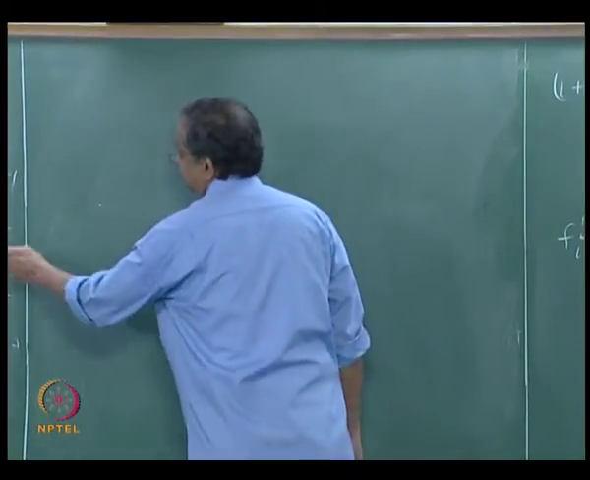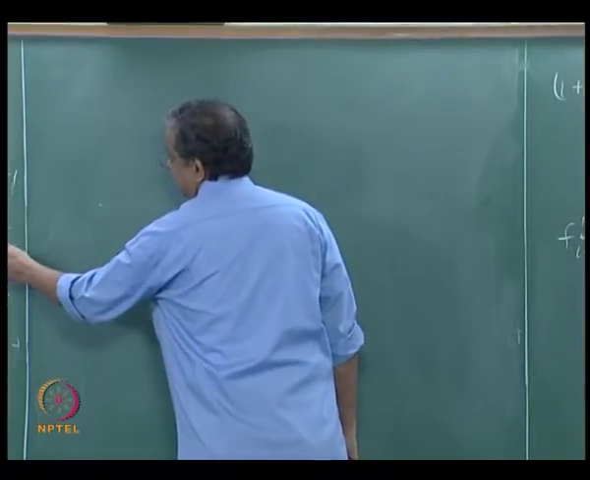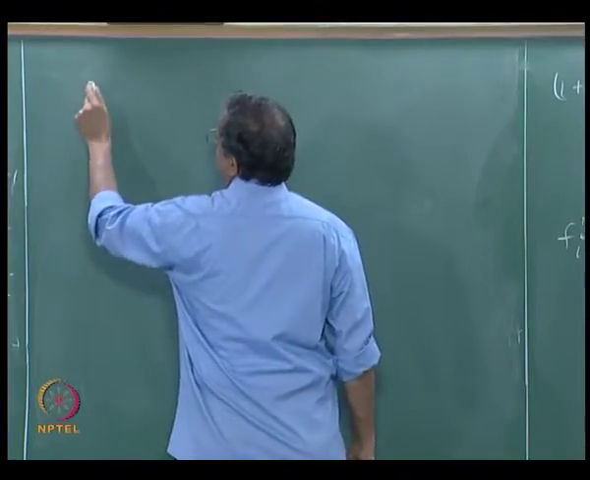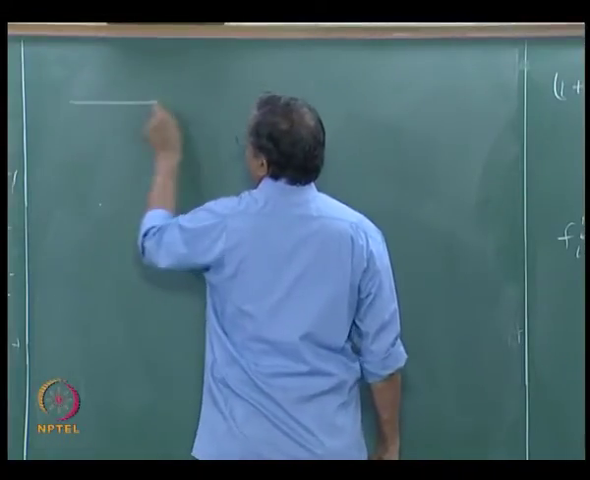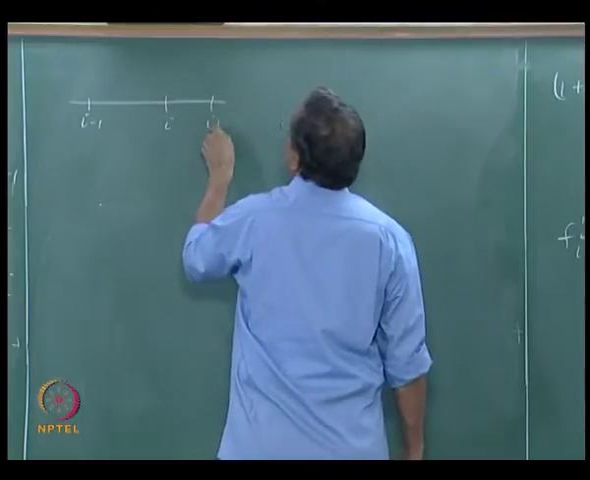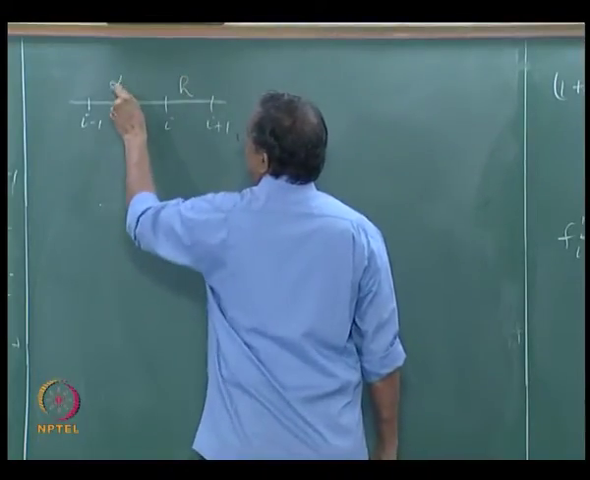So instead of h, right, instead of h, okay, we'll just write it again. So we have i minus 1, i, i plus 1, this is h, this is alpha h.